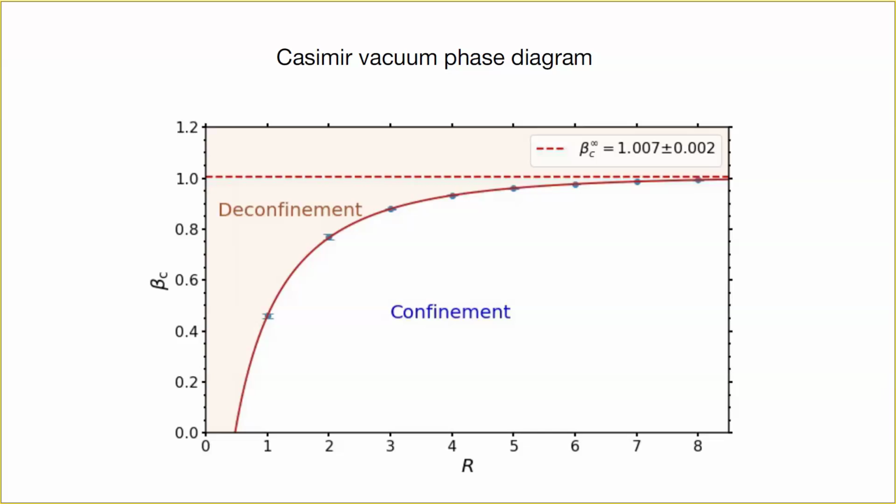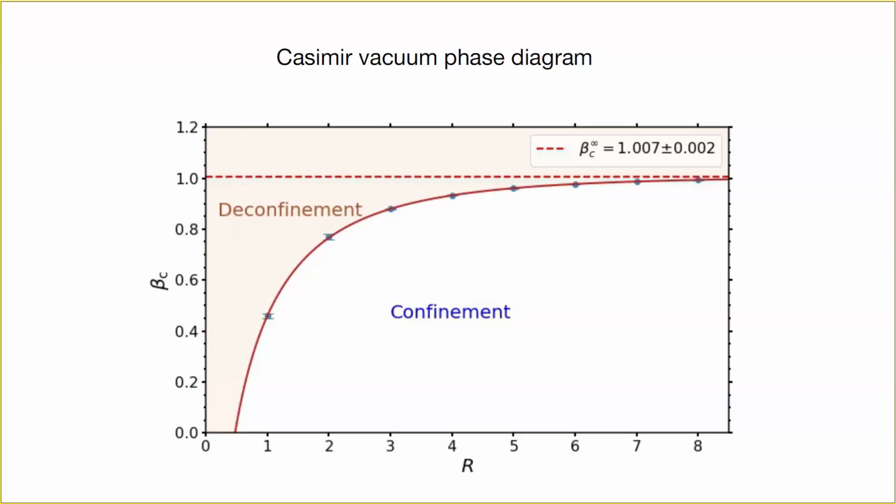So in this phase diagram, this beta critical changes depending on the distance and on the beta. We can see this is the phase transition in empty space, and at a rather large distance between plates, we reproduce its properties.